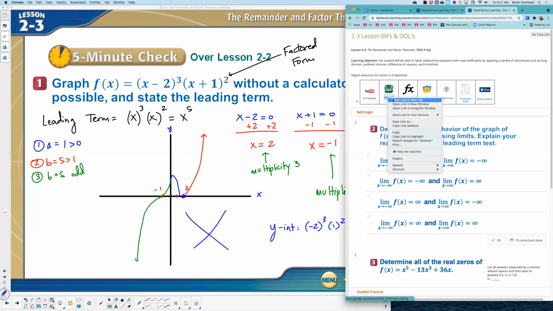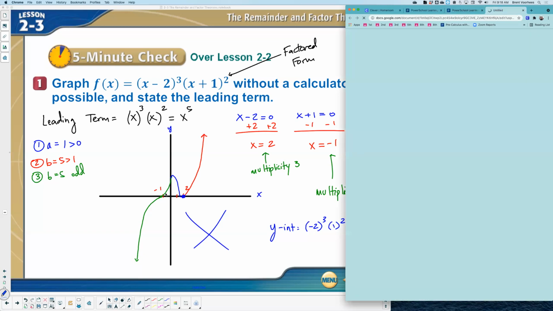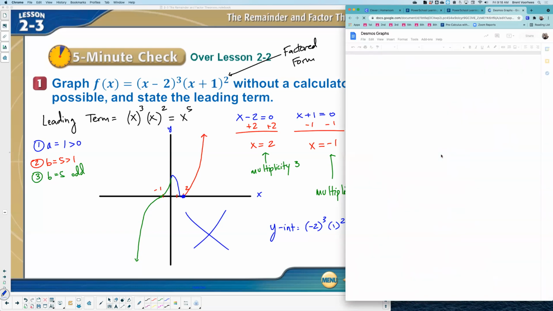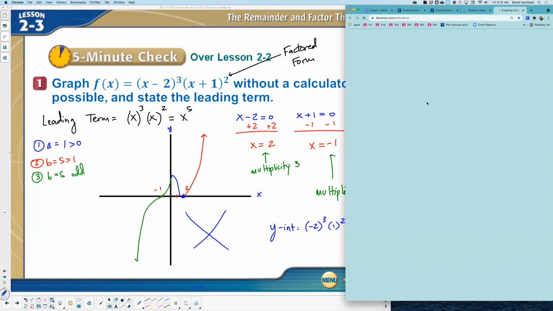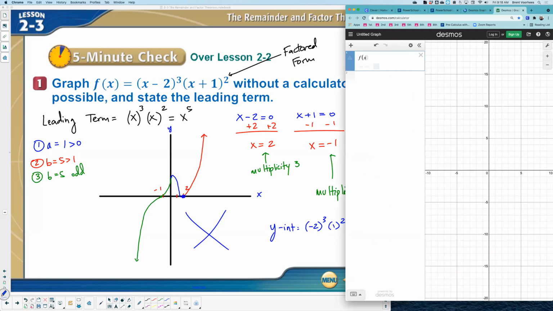I'm going to right click, which for you would be a double click on Desmos. Let's see, why is it not? I'm thinking that it should be positive here. How is it that it turns negative is my question. What did we do wrong? Let me see. f of x equals x minus 2 cubed times x plus 1 squared.